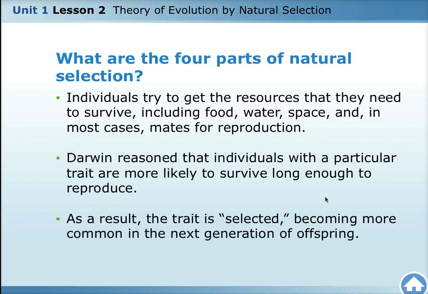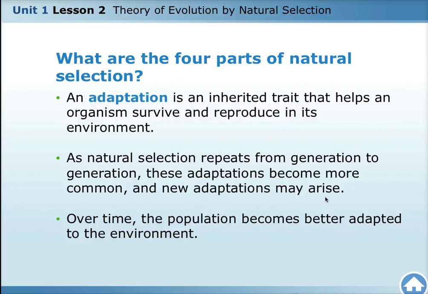Individuals try to get the resources that they need to survive, including food, water, space, and in most cases, mates for reproduction. Darwin reasoned that individuals with a particular trait are more likely to survive long enough to reproduce. As a result, the trait is, quote unquote, selected, becoming more common in the next generation of offspring. An adaptation is an inherited trait that helps an organism survive and reproduce in its environment. As natural selection repeats from generation to generation, these adaptations become more common, and new adaptations may arise. Over time, the population becomes better adapted to the environment.